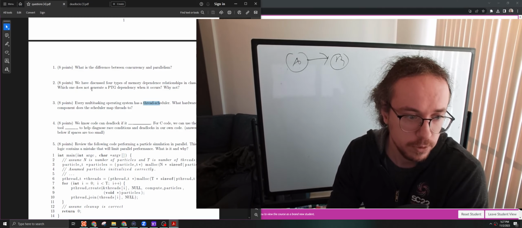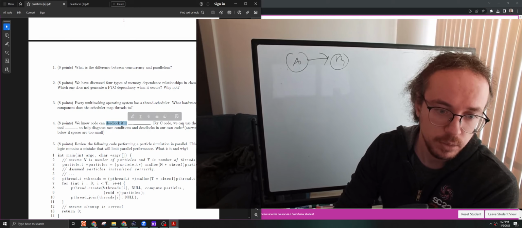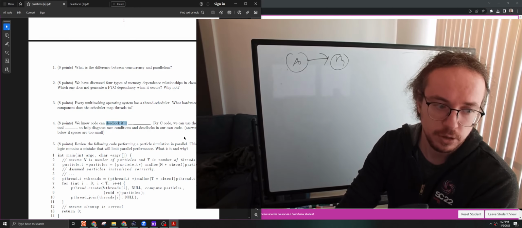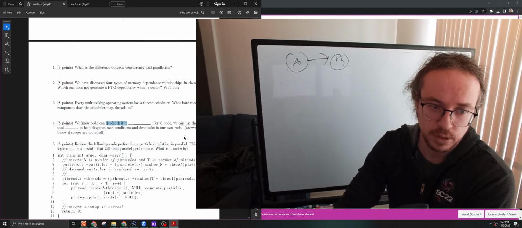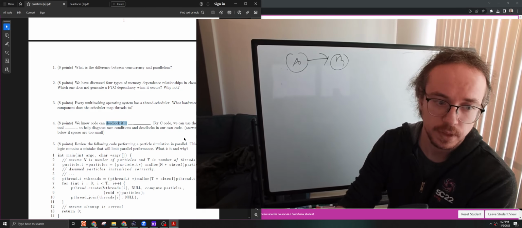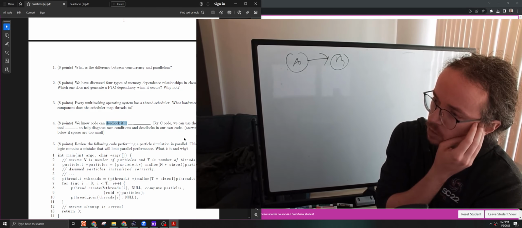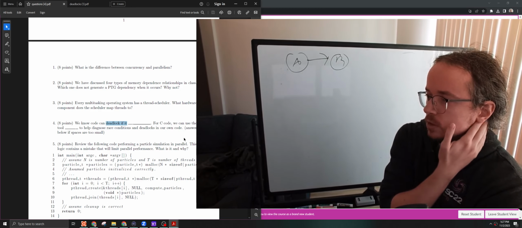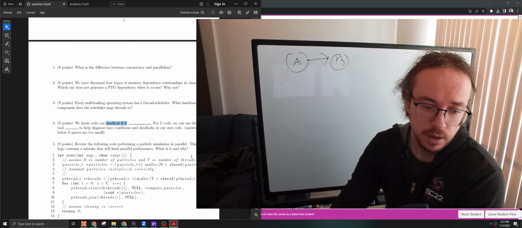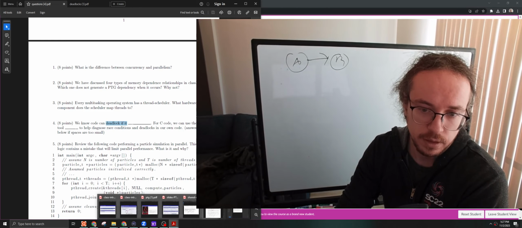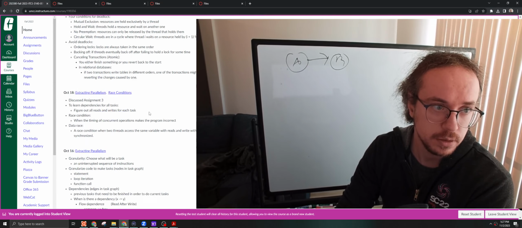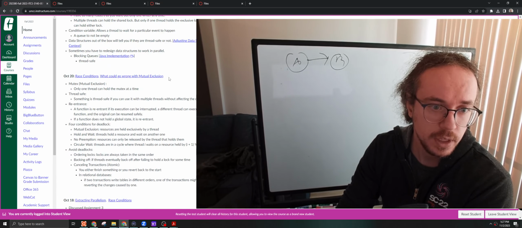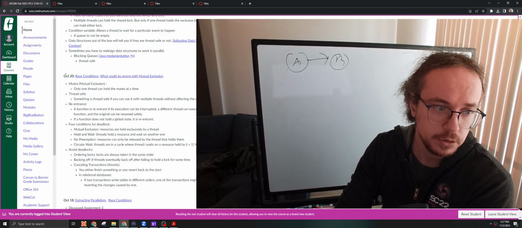All right, question number 4. We know code can deadlock if blank. Also, for C code, we can use the tool blank to help diagnose race conditions and deadlocks in our own code. Well, we've only really talked about one guaranteed, definitive, 100% way to determine if there's deadlock. And those would be the Coffman conditions. And so what could go wrong with mutual exclusion? We could deadlock. 4 conditions for deadlock.